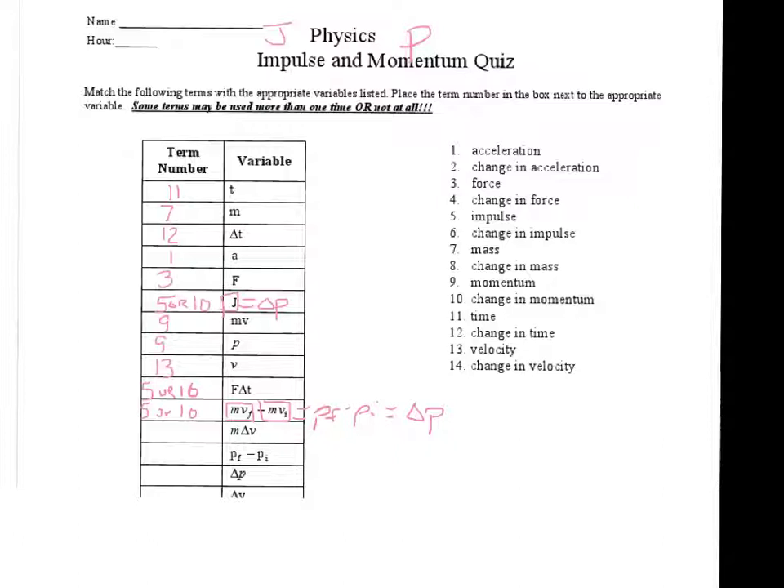M times delta V is the exact same thing again. It's change in momentum or impulse. Same thing with PF minus PI. And delta P is the same thing, impulse or change in momentum. I know the last one's kind of nixed off a little bit there, but that's actually showing a delta V. And delta V represents our change in velocity, which is 14.